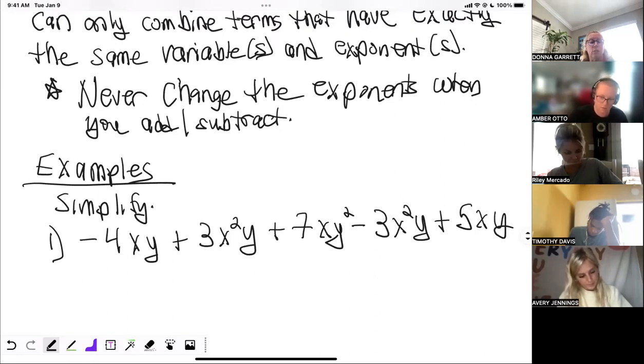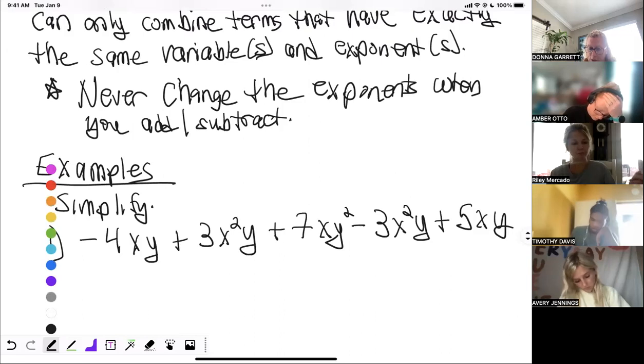So while you're writing this down, just listen. When you consider a polynomial term to be a like term, they have to have the same variables with the same exponents. And when you add them or subtract them, you never change the exponents. It just stays the same.